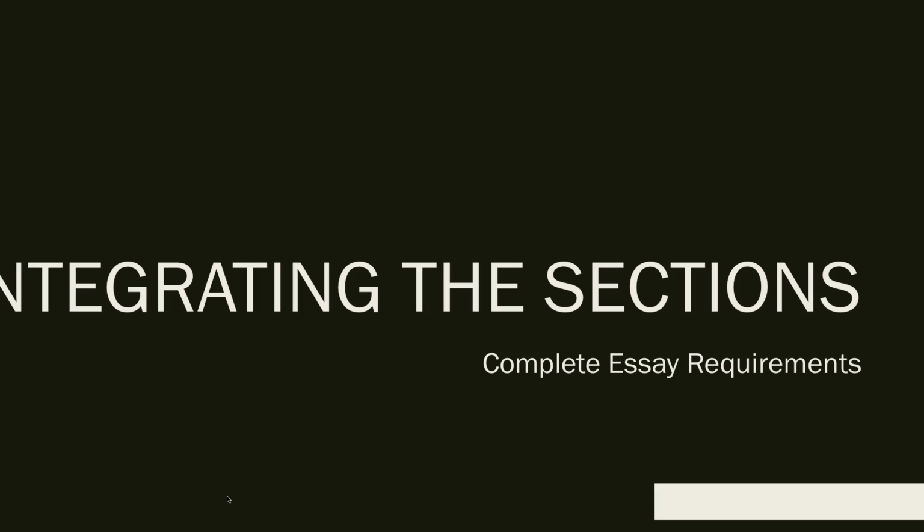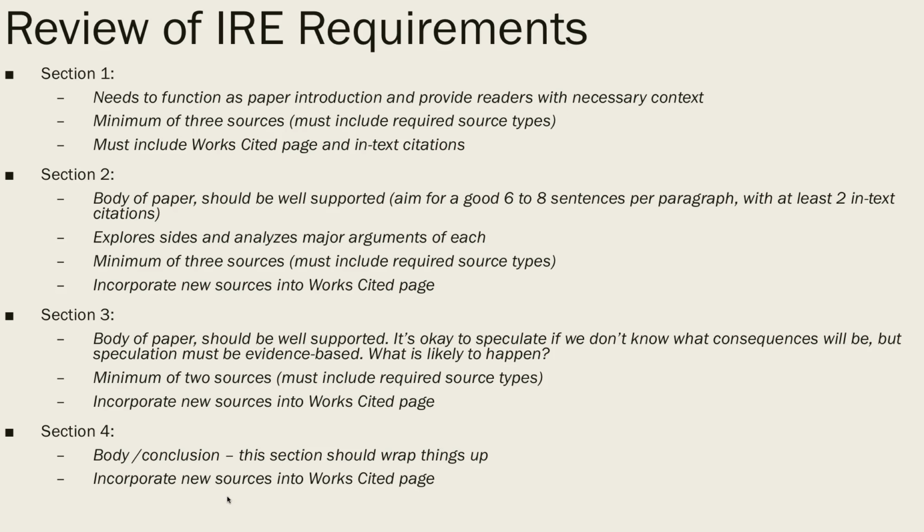So, integrating the sections, this is how it would look. Section one needs to function as a paper introduction, with a minimum of 3 sources. It must include a works cited page. Section two, the body of the paper, should be well supported, 6 to 8 sentences per paragraph with at least 2 in-text citations. Explore sides and analyze major arguments of each. Minimum of 3 sources, and it must include required source types. Incorporate new sources into the works cited page. So for every essay section, you will have a works cited page.